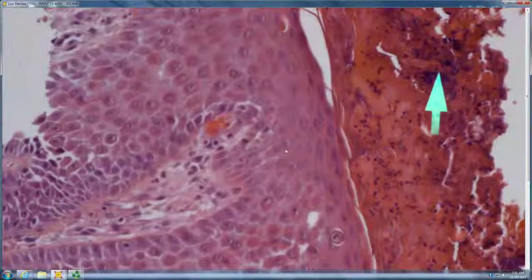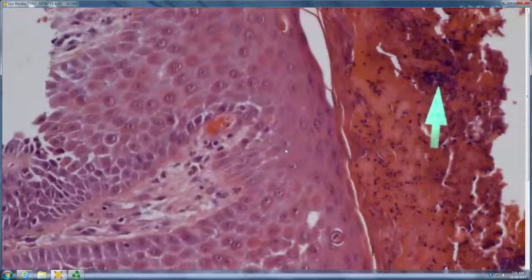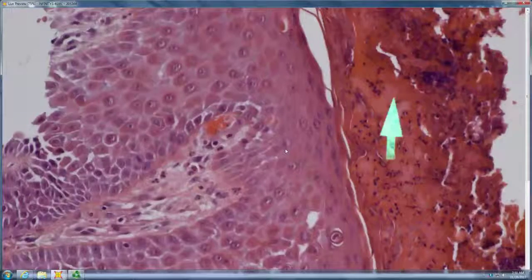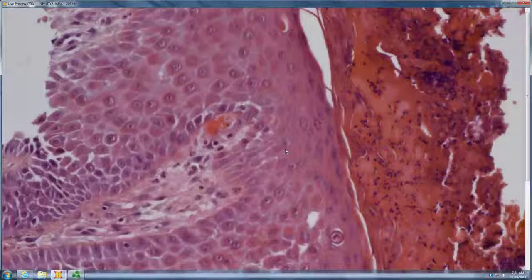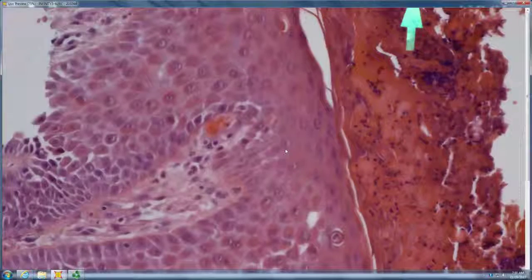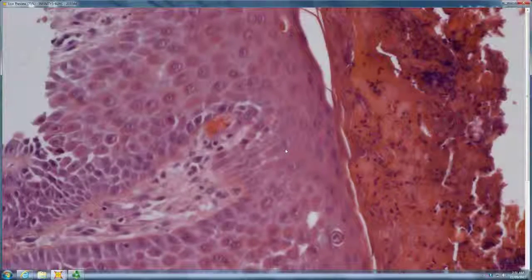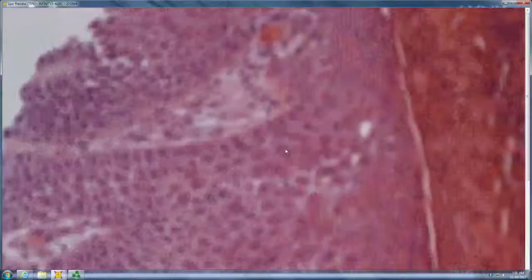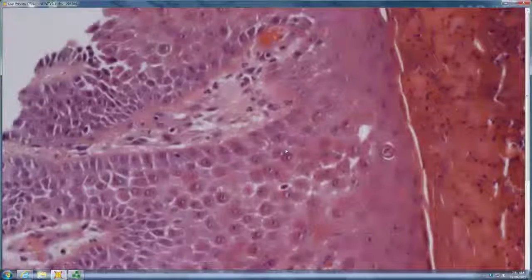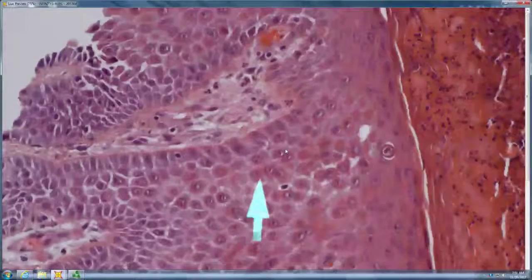There's definitely an impetiginized crust. You can see neutrophils. You can see tons of staphylococci. So impetiginized crust, acanthosis with acantholysis, and then tell me about the rings around the nuclei.